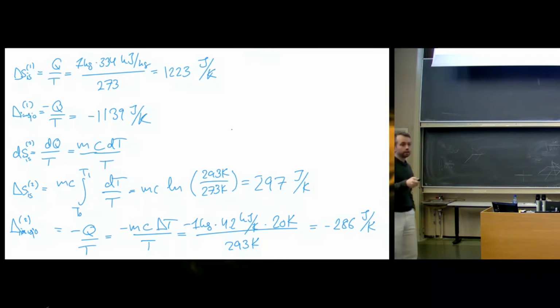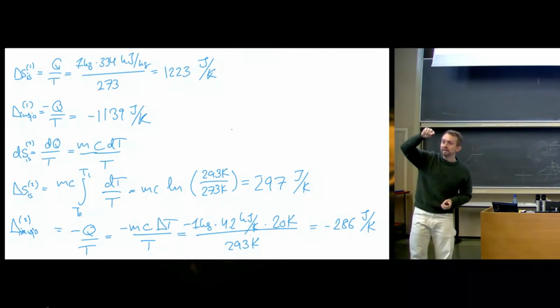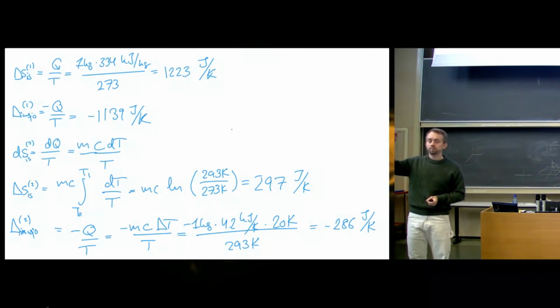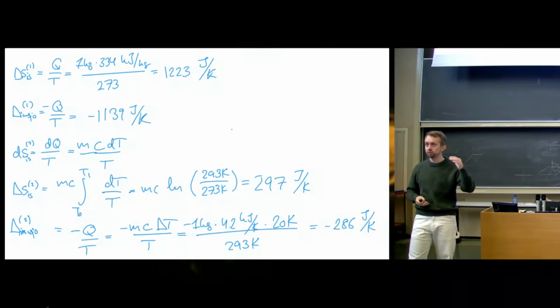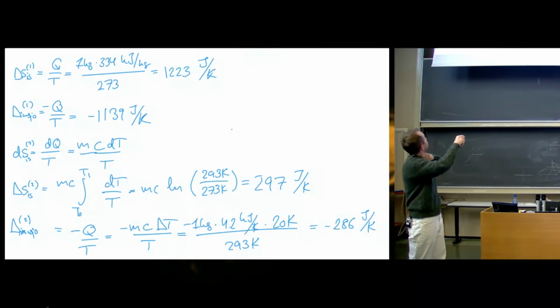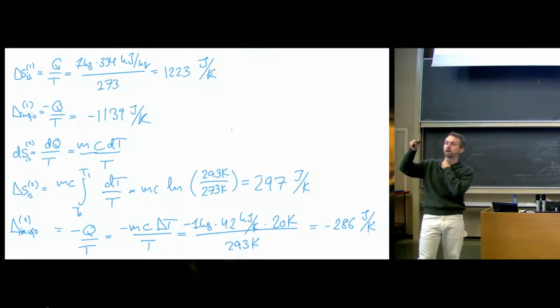So here we have the change of the ice. I take the amount of heat needed to melt the cube, which is this latent heat divided by the temperature of the cube. It should say Kelvin here. And I get 1,223 joules per Kelvin. I take the amount of heat that was added to the lake, which is negative, because it was taken from the lake, divide by the temperature, which is 293 kelvins, because it was 20 degrees, and it has a minus sign. So the entropy of the lake has decreased by 1,139 joules per Kelvin.